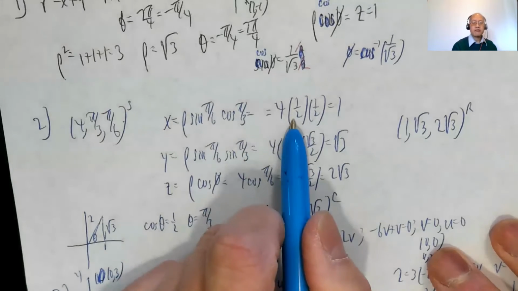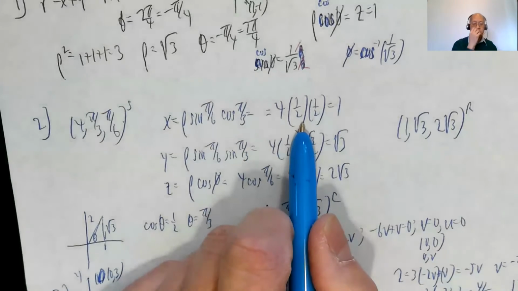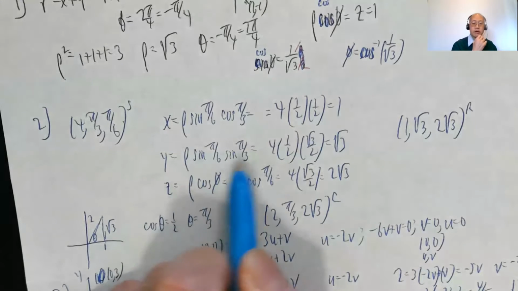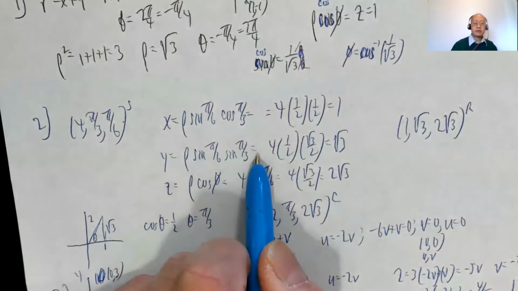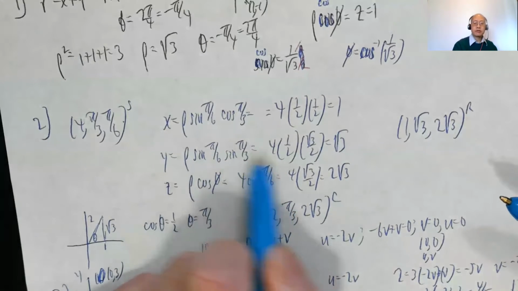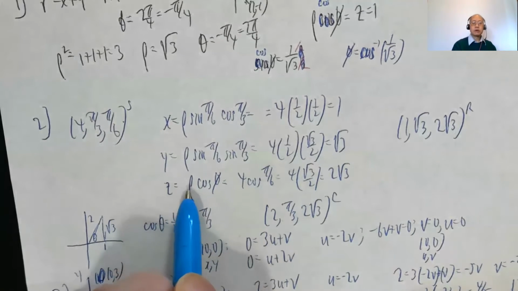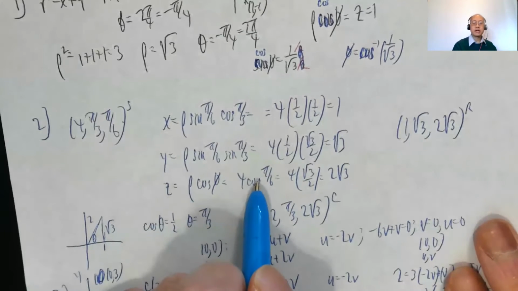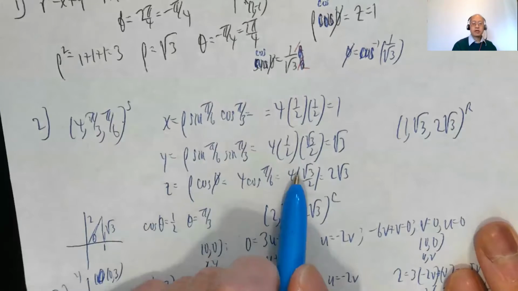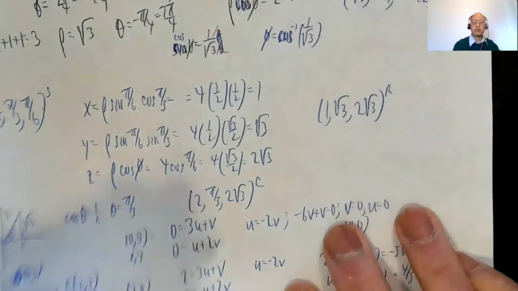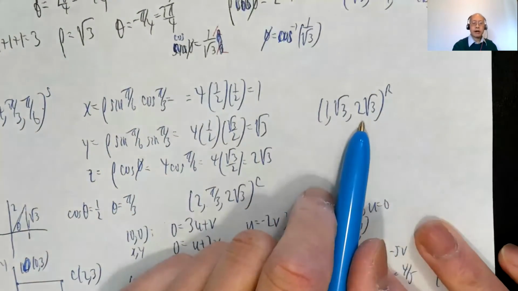So 4 sine of pi over 6 is a half. Cosine pi over 3 is a half. So x is 1. And y is 4, that sine of pi over 6 is still 1/2, sine of pi over 3 is radical 3 over 2, so y is radical 3. And z is rho cosine phi, so 4 cosine of pi over 6, 4 times radical 3 over 2, 2 radical 3. So in rectangular coordinates, I have 1, radical 3, 2 radical 3.